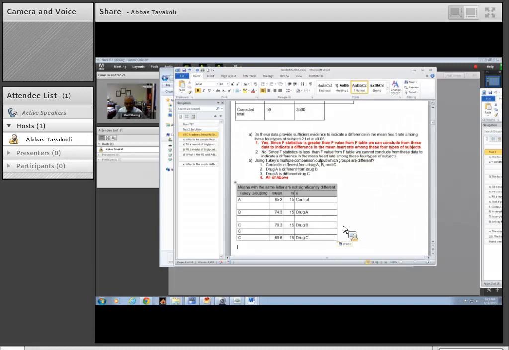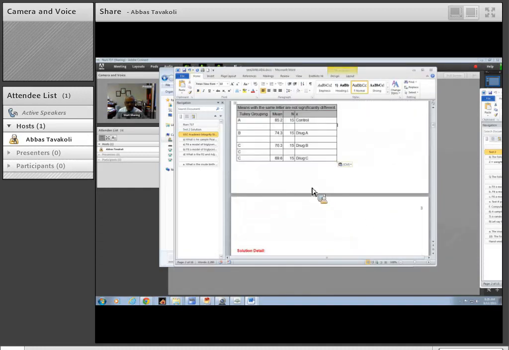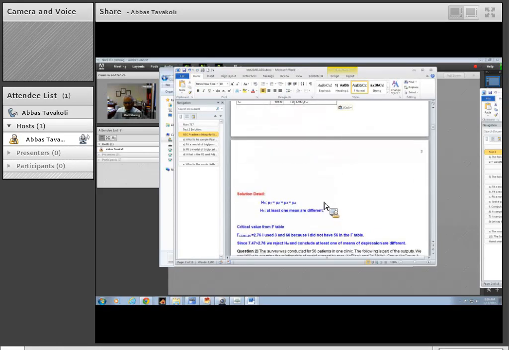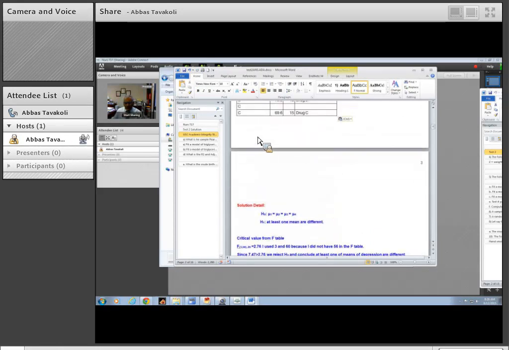And also there is no connecting letter between drug A and B, C. So that means drug A is different from B and C. However, B and C are the same. So control is different from A, B, and C. Drug A is different from B. Drug A is different from C. All of the above is the correct answer for this problem. So D was the correct answer.